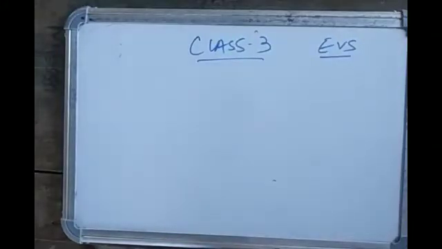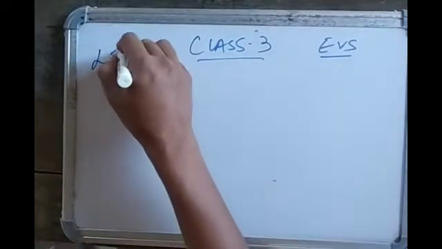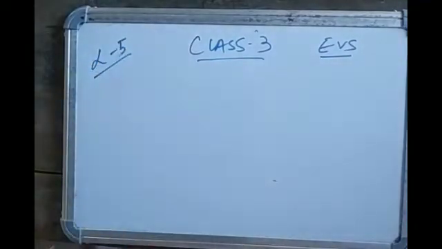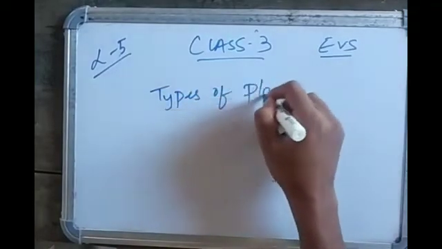Today I am going to teach Environmental Science of Class 3, and this is the continuation of lesson number 5. We have already started lesson number 5 in the last lecture, and the remaining two subtopics will be discussed today. Let me remind you that in this lesson we have learned types of plants in the previous lecture.